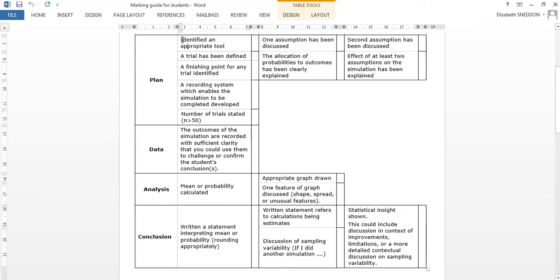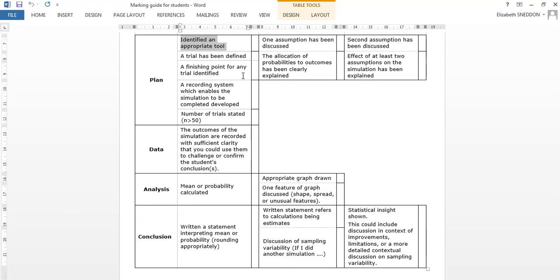So the first thing that you need to do is identify an appropriate tool. That's referring to the fact that we're going to use Google Sheets. That's going to be the tool, but more specifically we're going to use the formula RANDBETWEEN. Okay, and we need to be specific. We're going to do a RANDBETWEEN, say, 1 to 10, or RANDBETWEEN 1 to 100. So you need to be quite specific about that.